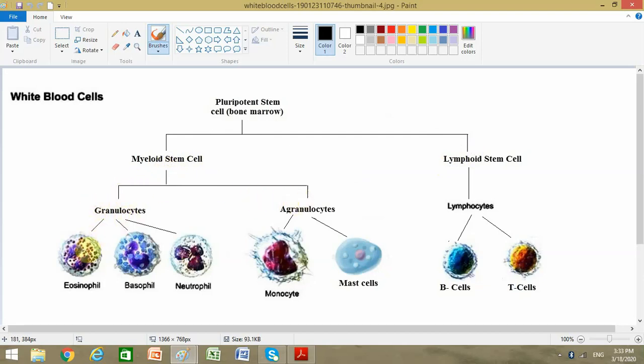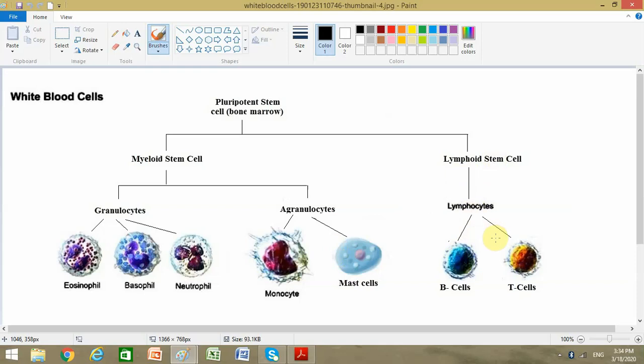The granulocytes have granules, which are small particles that appear red in color or maybe blue in color due to the different types of these granules, either acidic or basic. We can distinguish between eosinophils, basophils, and neutrophils. While agranulocytes have no granules in their cytoplasm, like the monocyte, which has a horseshoe-shaped nucleus, and mast cells, which are rich in vesicles that contain histamine, and they play a role in the allergic reaction. The lymphoid stem cells produce lymphocytes, which can be divided into B cells or T cells.